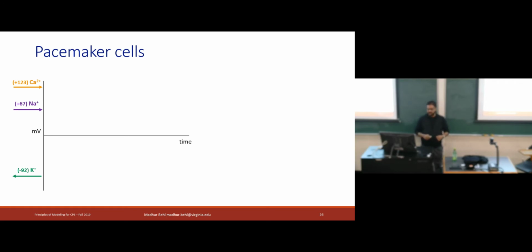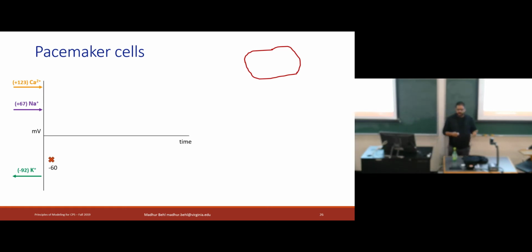Let's actually draw some more pictures. So here is my picture of a cell. It looks more like a potato, but this is a cell. Okay, so again, without telling you why, the equilibrium of a pacemaker cell is around negative 60. A pacemaker cell has the property that calcium and sodium want to enter the cell, and potassium wants to just leave the cell.